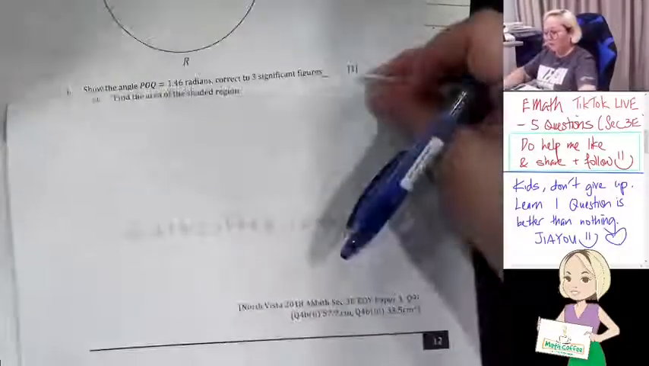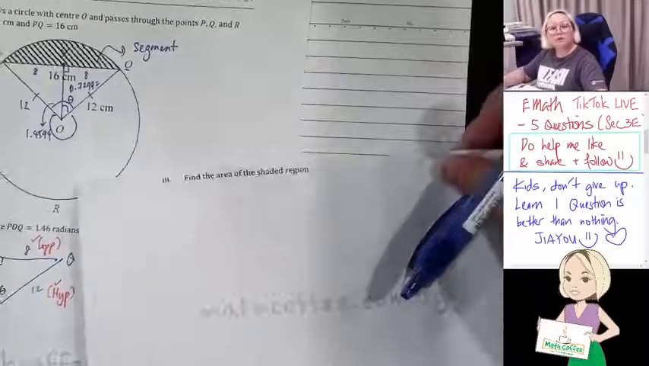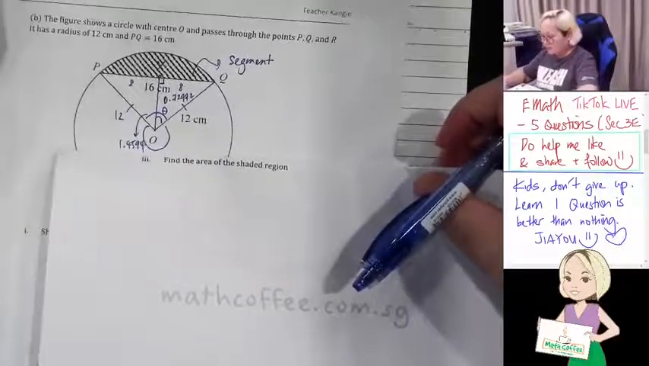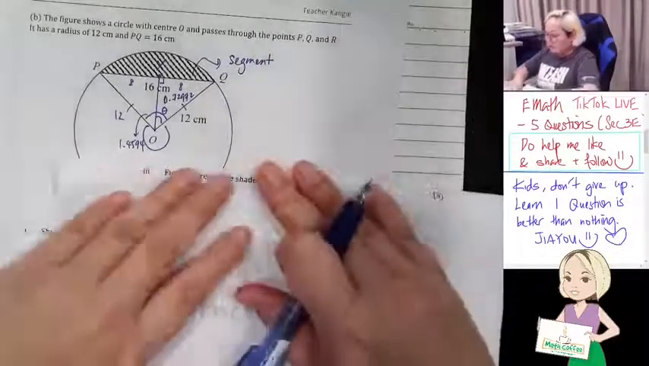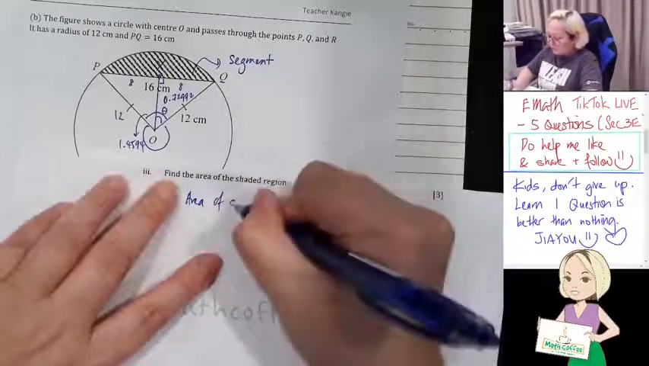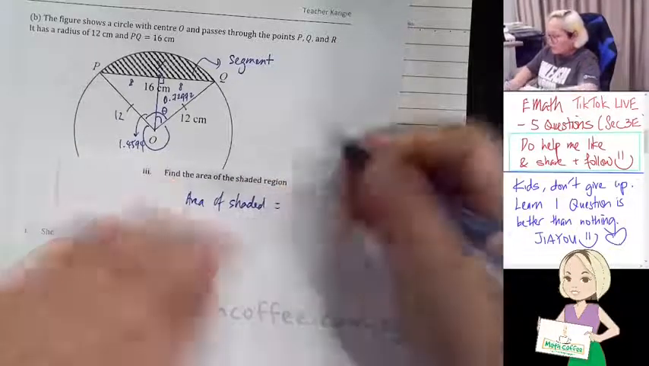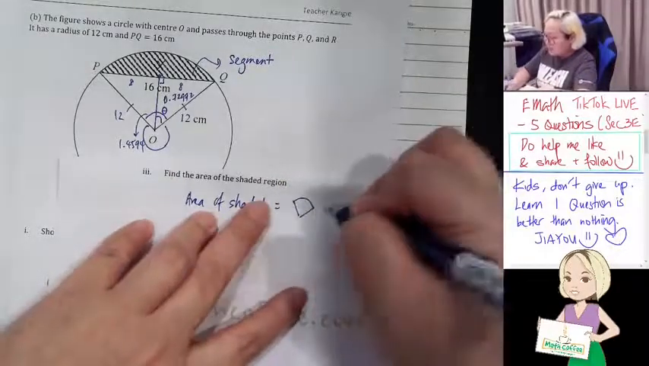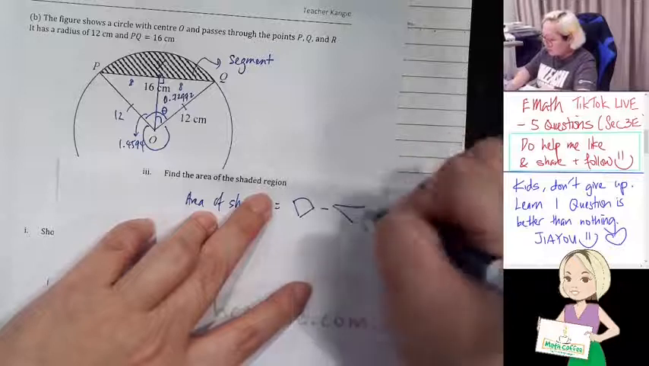I think like that. I cannot see. Yeah, like that. Okay, can. Okay. So to find the area of the shaded, I have to take, so area of shaded equals the sector minus triangle.